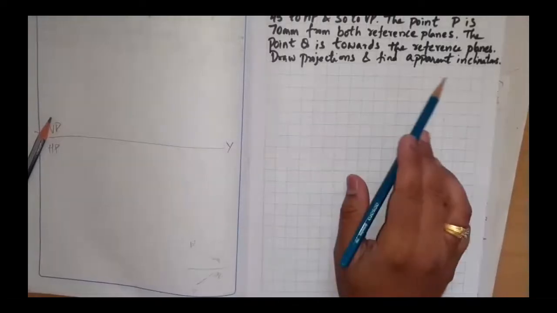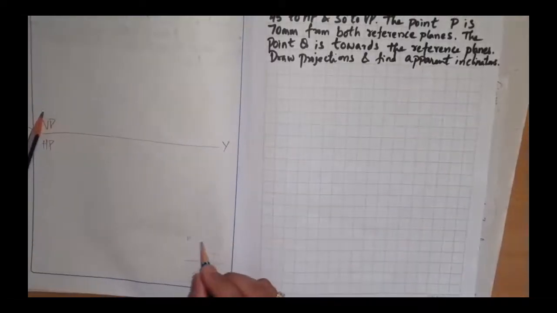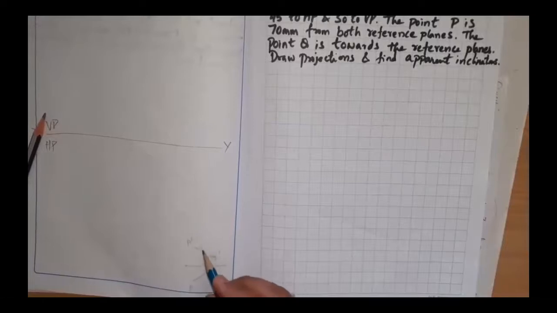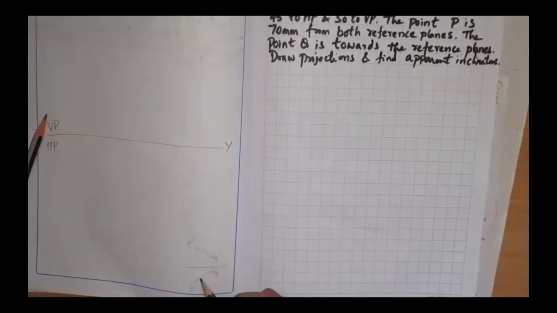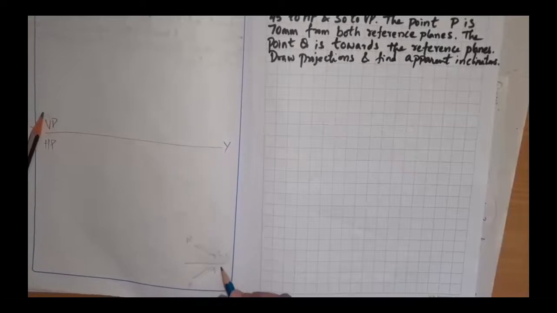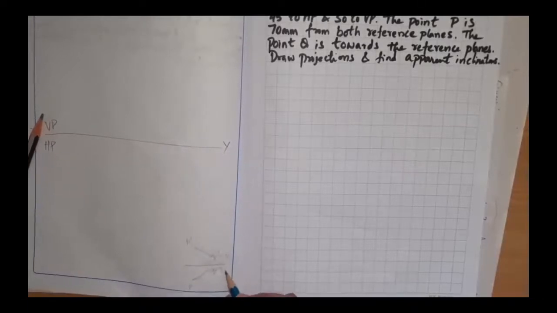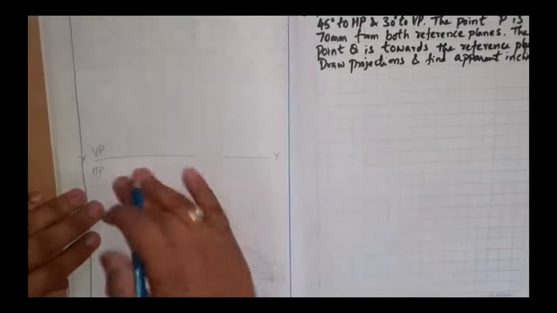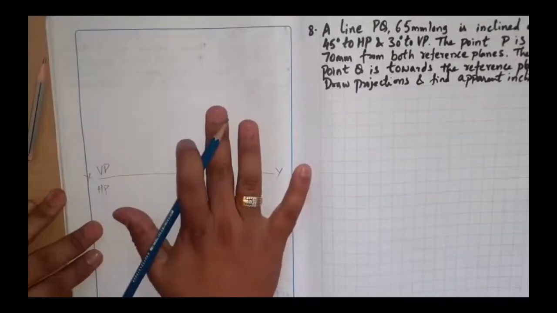Draw the projections and find the apparent inclination. This alpha and this beta have to be found out. Alpha and beta. But what is the true inclination? I don't know. Here somewhere Q1 dash must be there, and here somewhere Q2 must be there. Got it? So I'll start the problem with the given numbers.